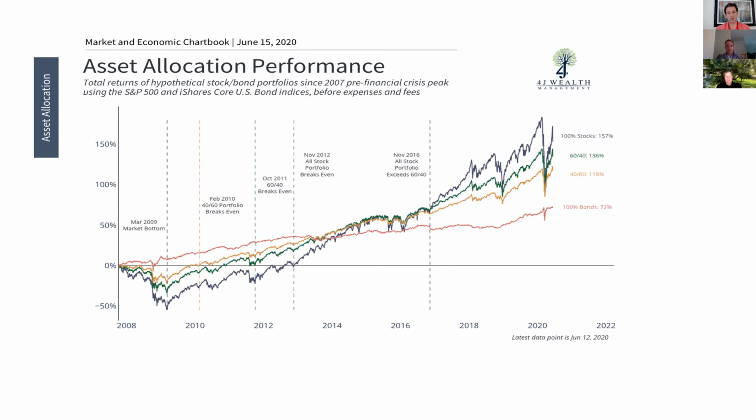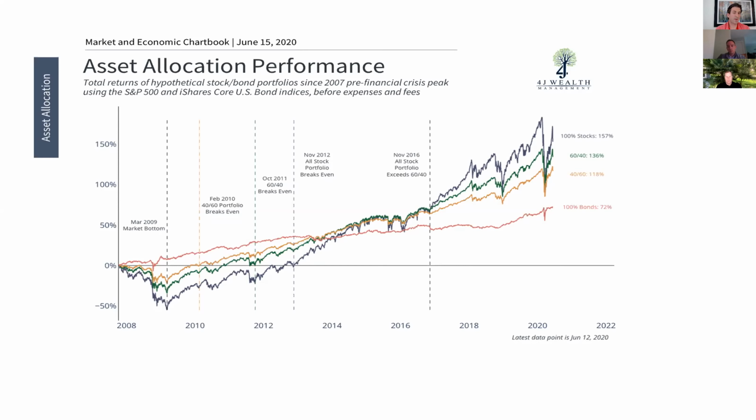But here's the perspective. If you were invested in a 100% stock portfolio in October 2007, so we go back to the beginning of this chart here, you would have bottomed in March of 2009. In order for you to get back to the pre-crisis levels, your stock portfolio would have broken even in November of 2012.